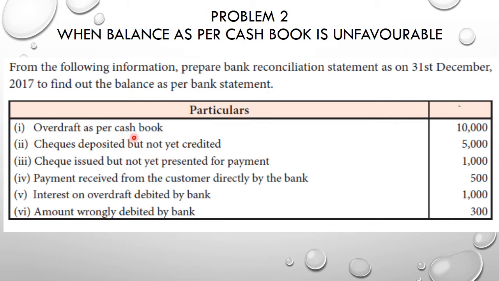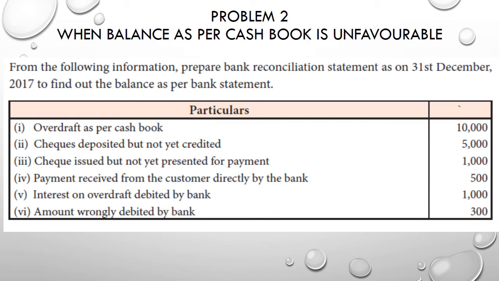Okay, so overdraft as per cash book, that is 10,000. Checks deposited but not yet credited. So in the original format we used to less, so here you have to add. Checks issued but not yet presented, there we used to add, so here we have to less. Payment received from the customer directly by the bank 500. Interest on overdraft debited by the bank 1000. Amount wrongly debited by the bank 300.